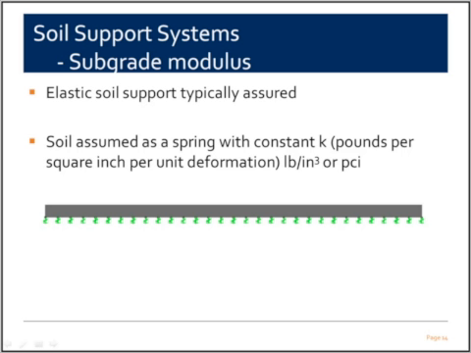When I first came across this, it was kind of confusing to me. And the way to think about it is if a soil had a 100 PCI stiffness, it would deflect 1 inch under a pressure load of 100 pounds per square inch. That's one way to think about it. It makes it a little clearer for me.